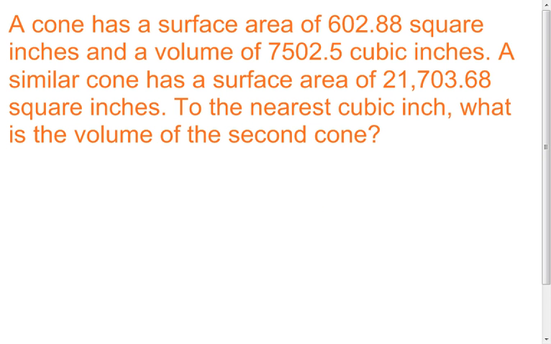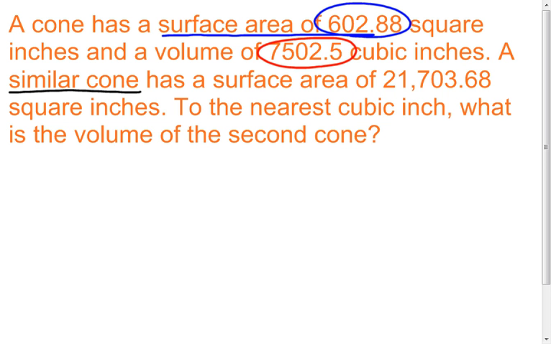Now my next example, this one deals with a cone, and it tells us that it has a surface area of 602.88 square inches, and it has a volume of 7,502.5 cubic inches. Now we have a similar cone, that's going to be important here. This time the surface area is 21,703.68, and it wants us to find the volume of that second cone. So we want the volume of the second cone.